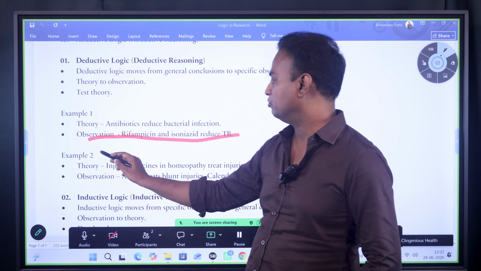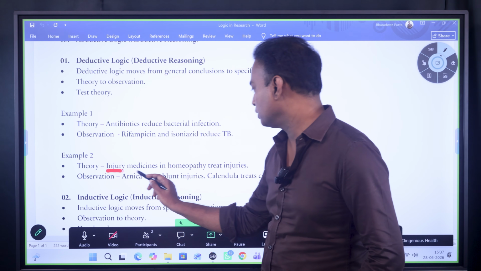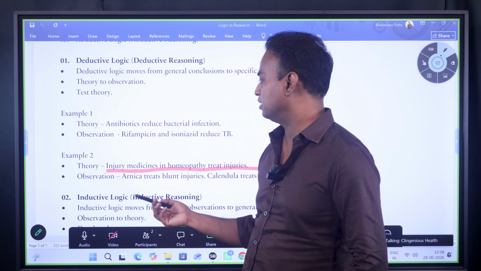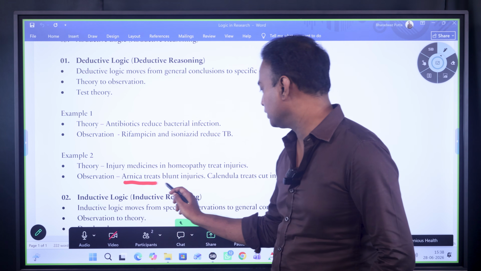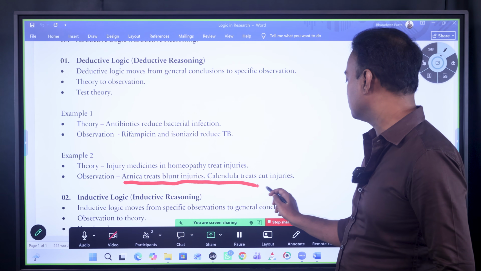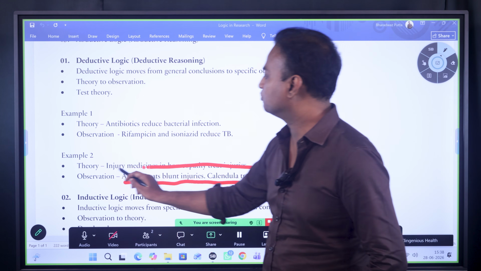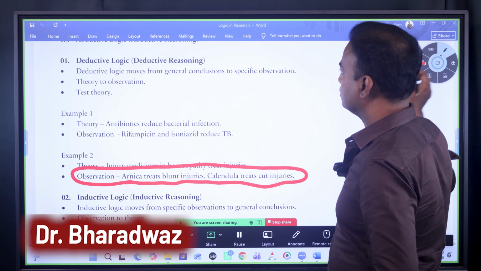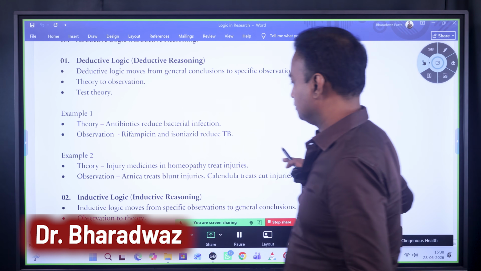And example 2, which is related to homeopathy. Injury medicines in homeopathy treat injuries. This is the theory. What is the observation? Arnica treats blunt injuries, calendula treats cut injuries. So this is the observation we have made, from general theory to observation. This is about deductive logic.